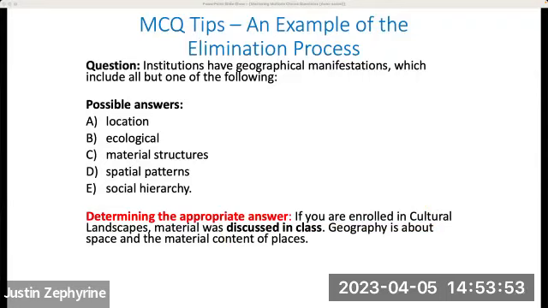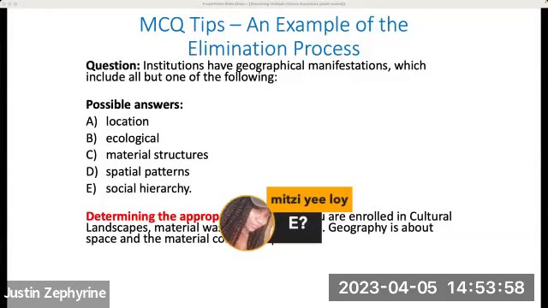Hi, I think it's E because questions A to D tend to focus on the question, which is geographical manifestations, and the hint at the bottom said it has to do with cultural landscape and material and stuff, and all the answers except for E involve some sort of geographical manifestation.